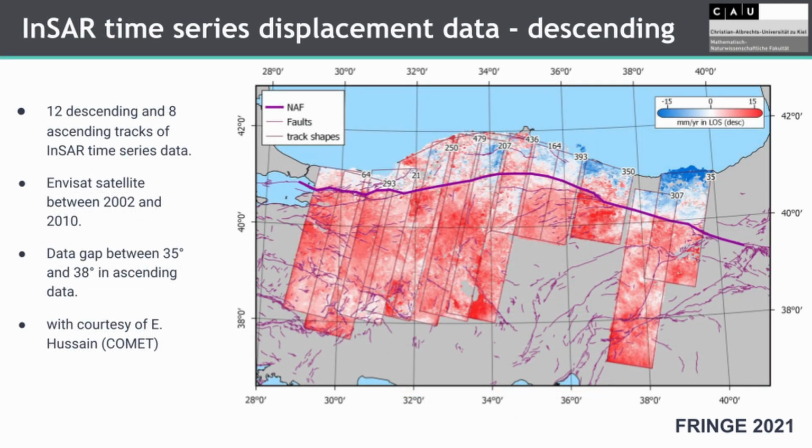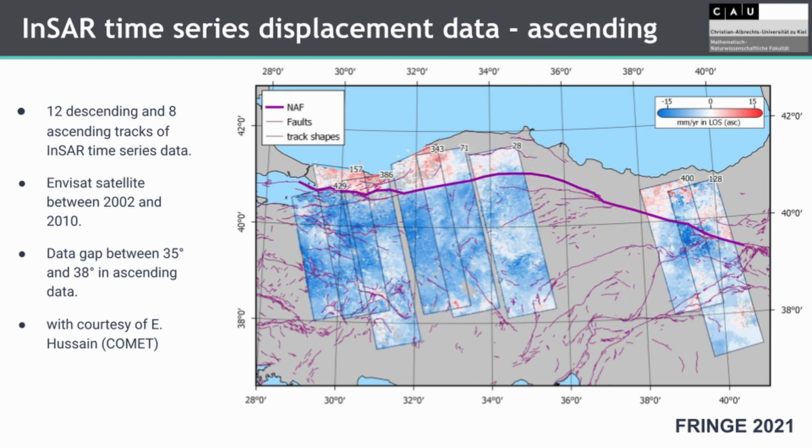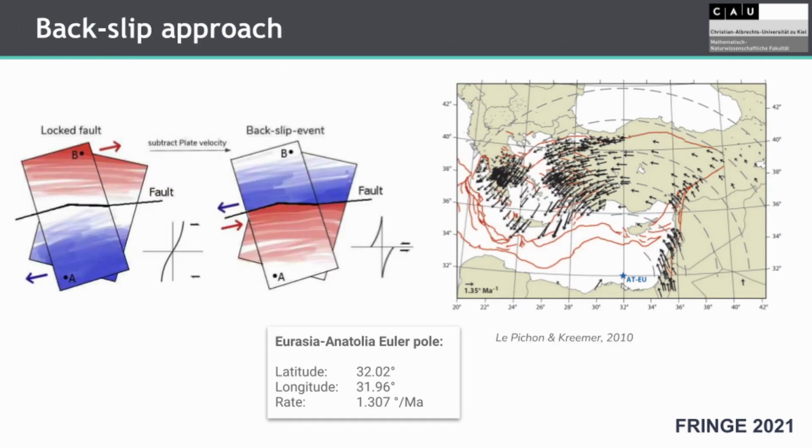Our database is a set of 12 descending and 8 ascending tracks of time series data. It was recorded by the Envisat satellite between 2002 and 2010, and it covers the entire fault except for the ascending data where there is a data gap between 35 and 38 degrees.